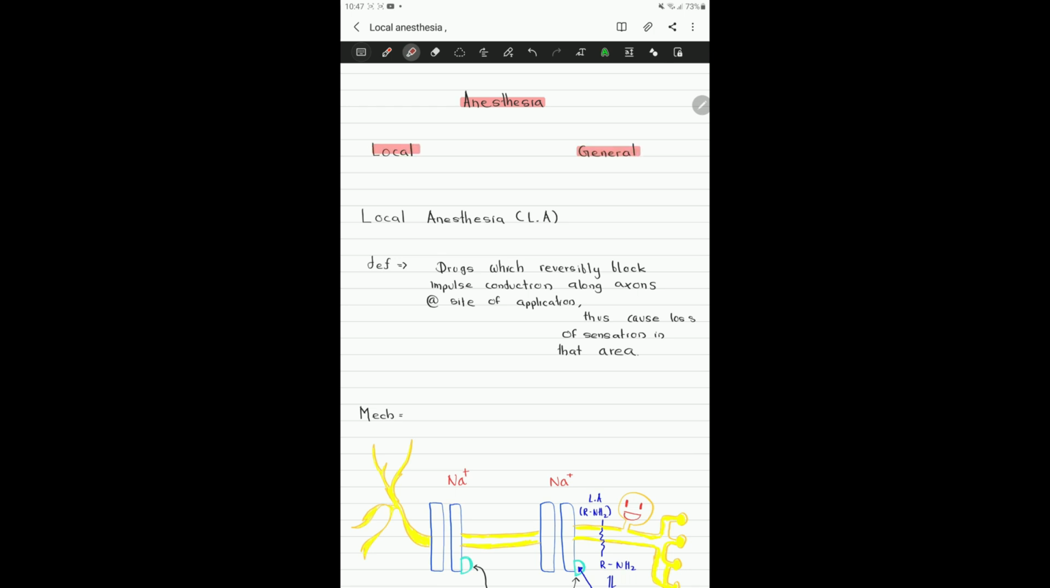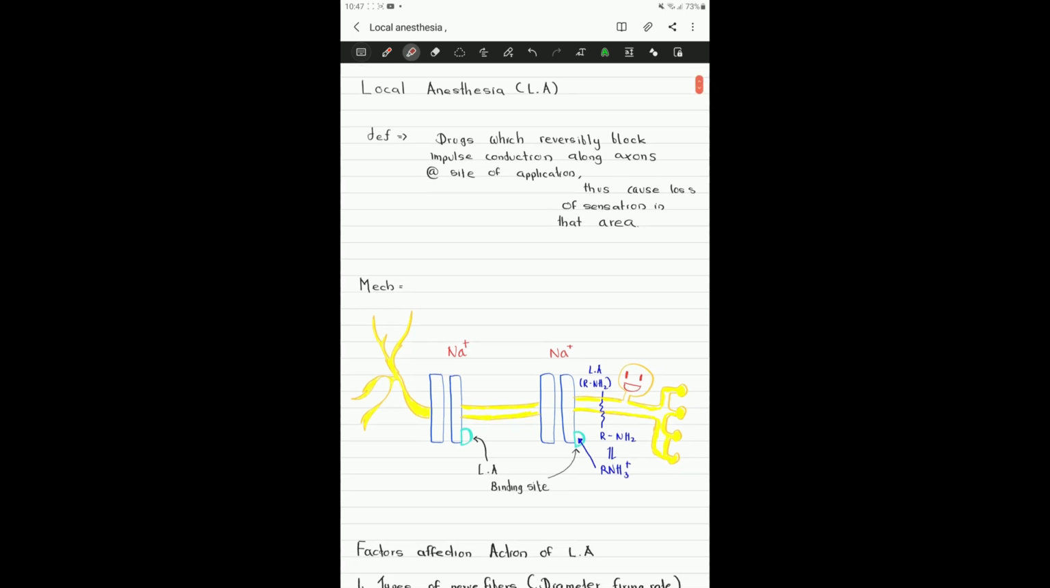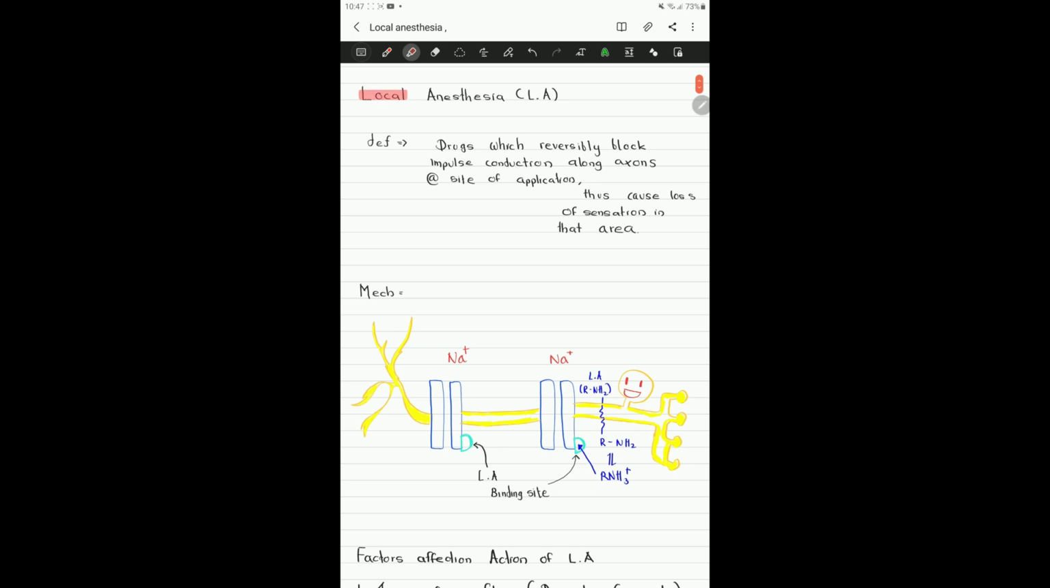Anesthetics as a whole can be divided as local and general anesthesia. We will discuss general anesthesia in a future topic. What are local anesthetics? Local anesthetics are drugs which reversibly block impulse conduction along axons at the site of application, thus causing loss of sensation in that specific area.